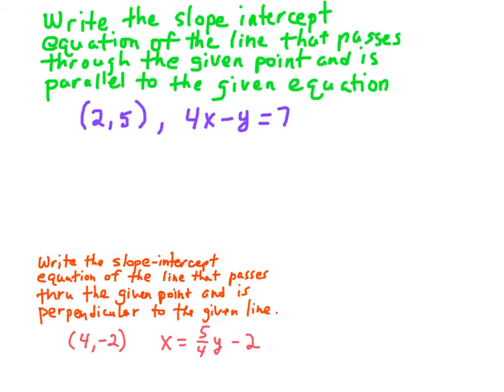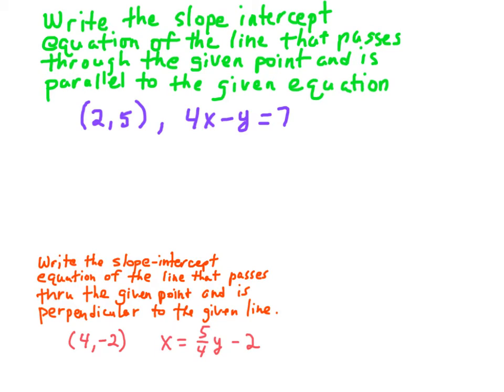Okay, so now the next problem is to write an equation in slope-intercept form that passes through the given point, that'd be this (2, 5), and is parallel to the given equation. So basically what's happening here is I'm indirectly being given the slope, and I have this point, and I can get my equation if I have the slope, and then I'll use this point to get the y-intercept for the line I'm looking for.